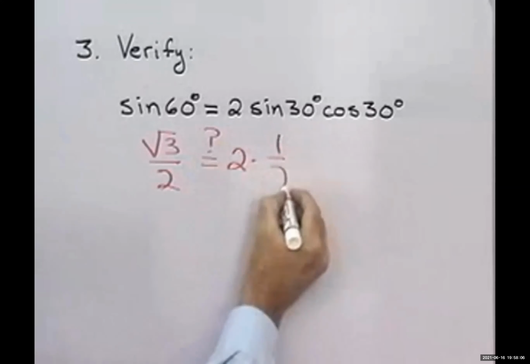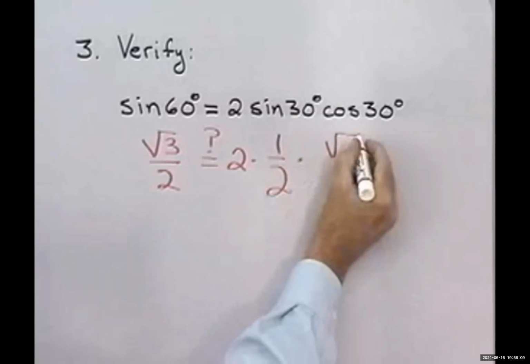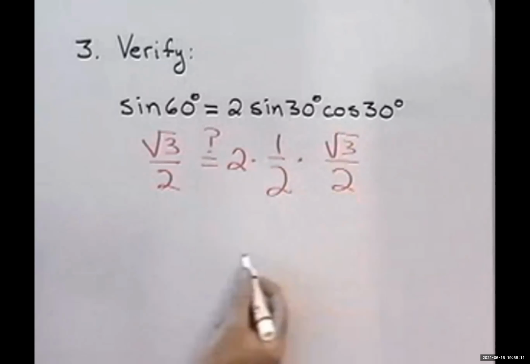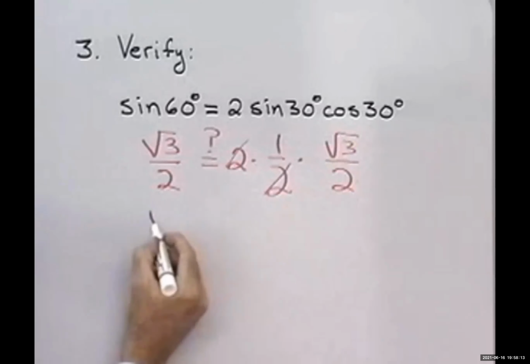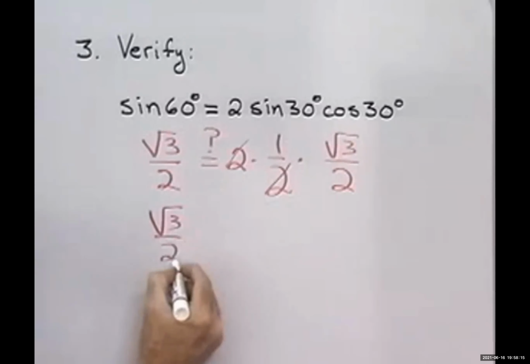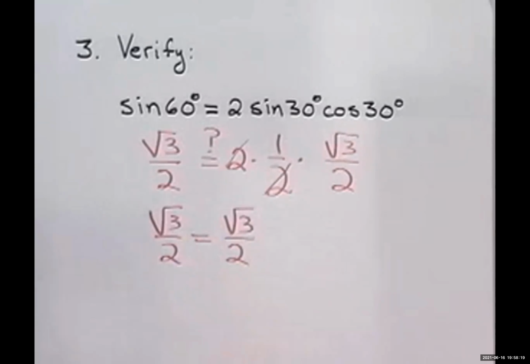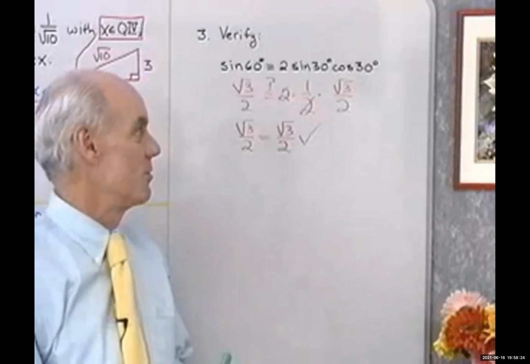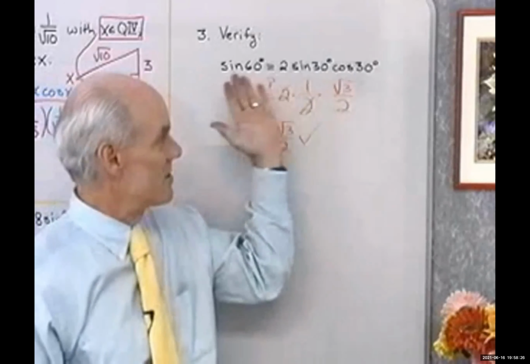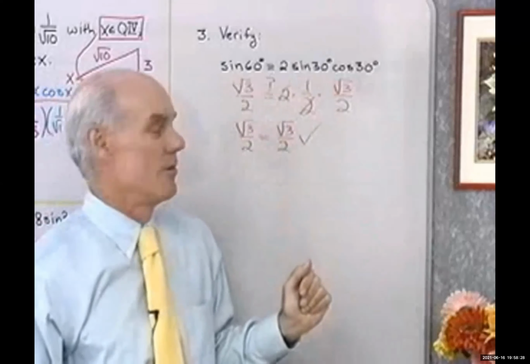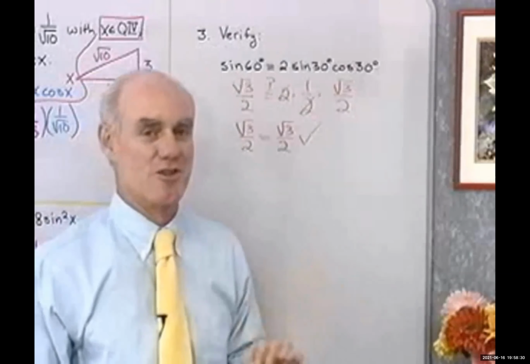Sine 30 is 1/2. Cosine 30, square root 3 over 2. Let's see, the 2's divide out. Have square root 3 over 2 equal to square root 3 over 2. So that does check, and I have verified that those two expressions are equal to each other, just so we can add some weight to these double angle formulas and show you that they actually do work out.